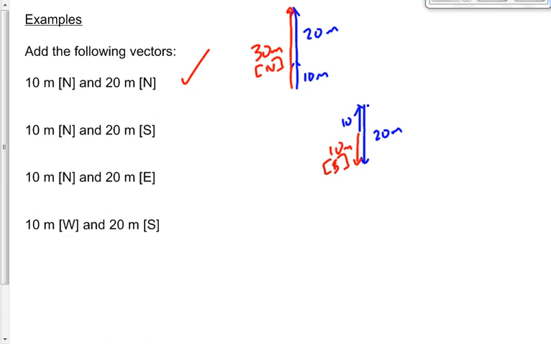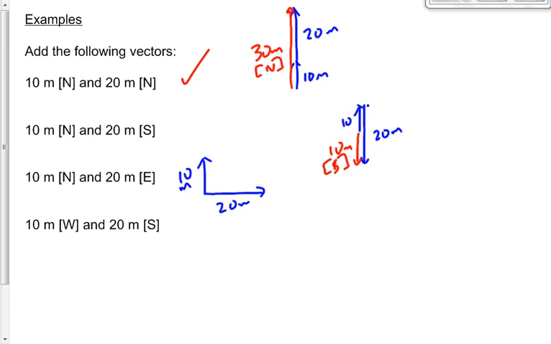Now let's do it in 2 dimensions. 10 to the north, 20 to the east. 10 to the north. Let's see here. Here's 10 to the north. 20 to the east. Here's 20 to the east. Can I draw the 20 to the east right here? Does that work? Not allowed to do that. Why not?